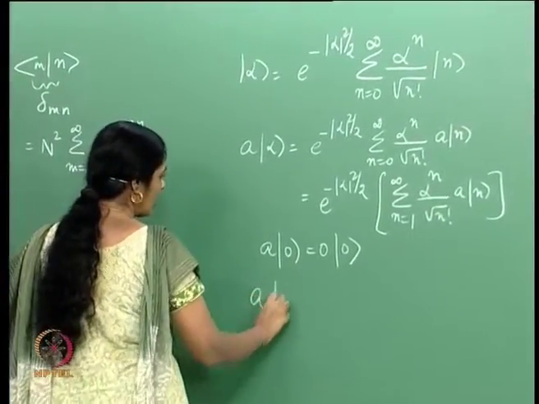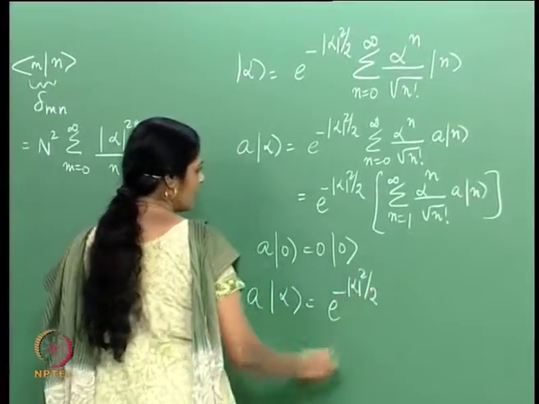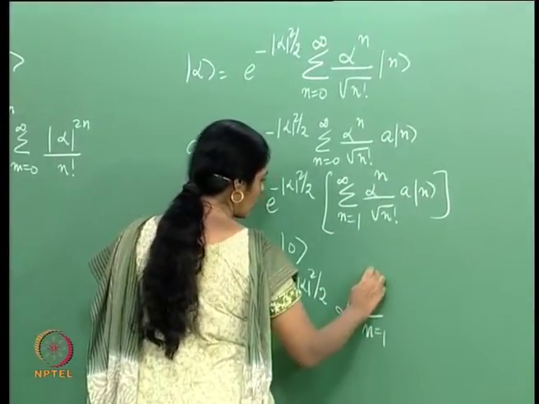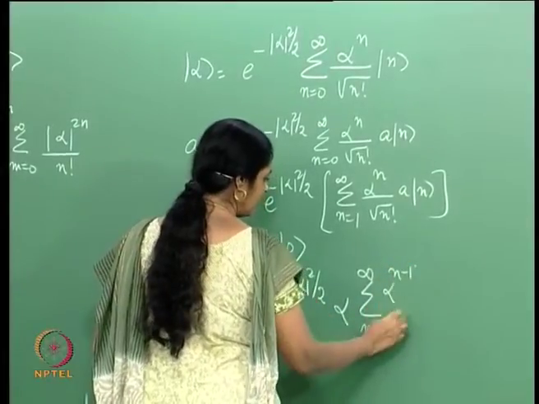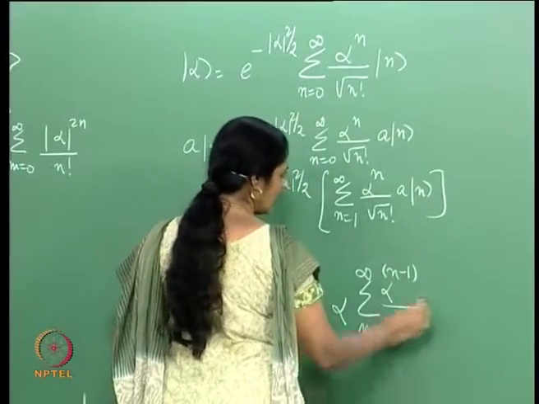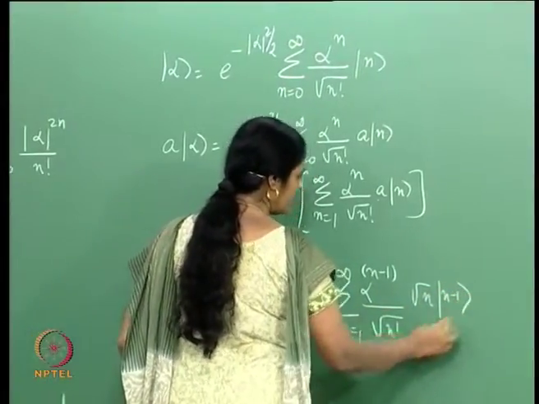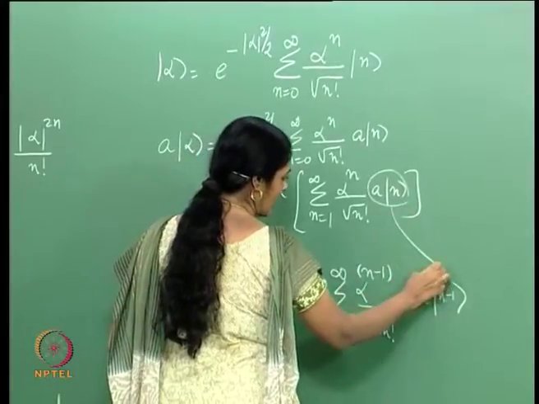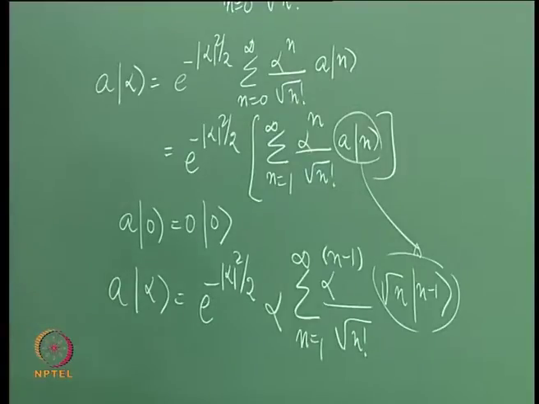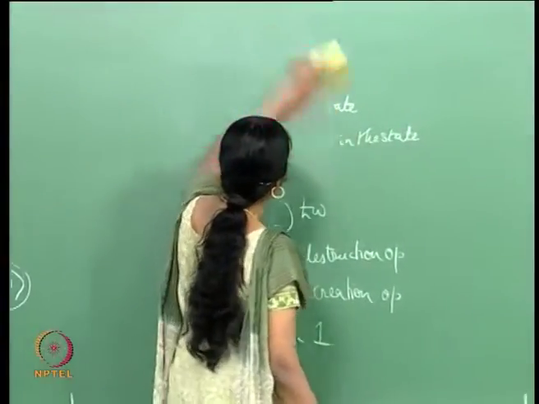And therefore, I have A acting on ket alpha is e to the minus mod alpha squared by 2. I can pull out an alpha, summation n equals 1 to infinity, alpha to the n minus 1, because I have pulled out alpha, by root of n factorial. A acting on n is root n ket n minus 1. It is easy to see what the answer is going to be on simplification.